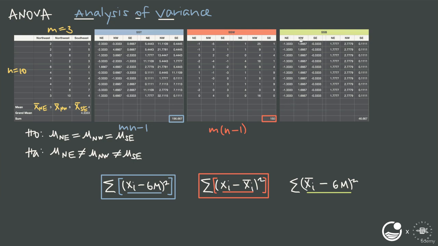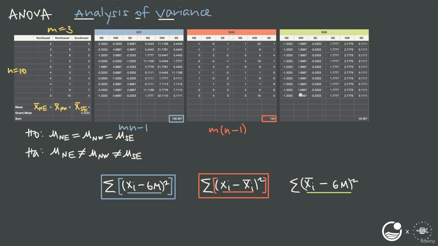The same is true for the entire Northwest column. Even though we have these 10 data points, we're always just using the mean for the Northwest, which is 6. We take 6 minus the grand mean of 4.33, and we get 1.67, and we see that value recorded for every data point in the Northwest sample. So we see the same value repeated 10 times for Northeast, 10 times for the Northwest, and 10 times for the Southeast.